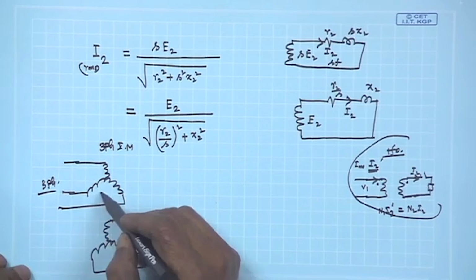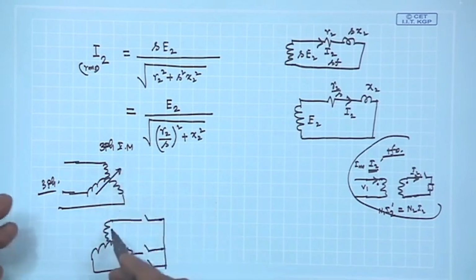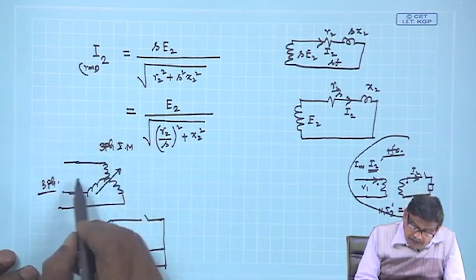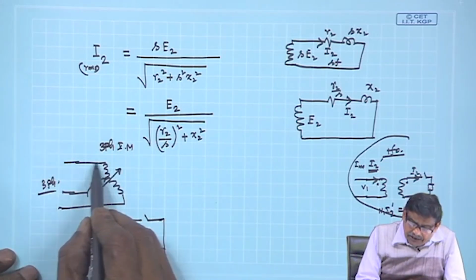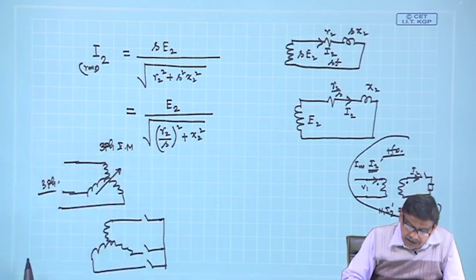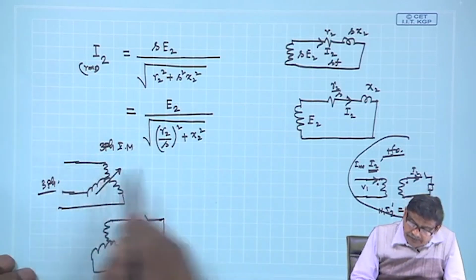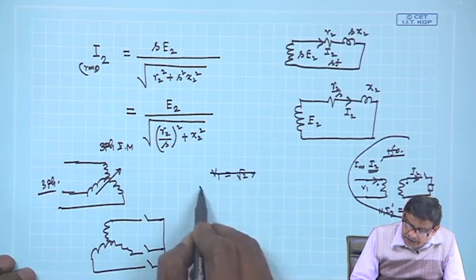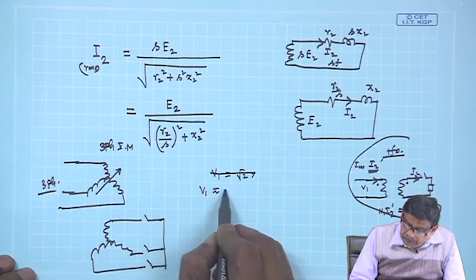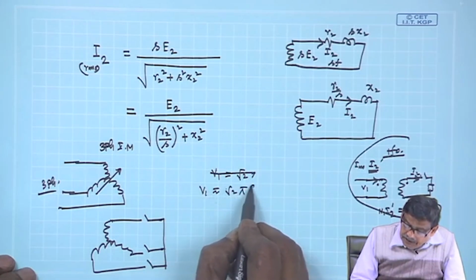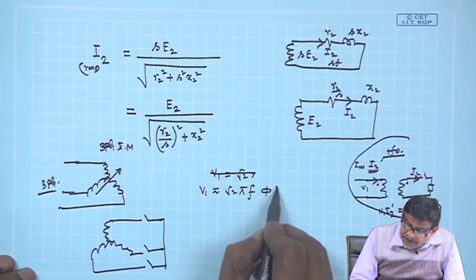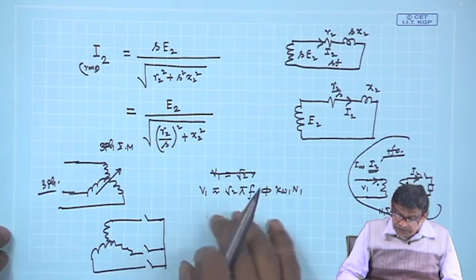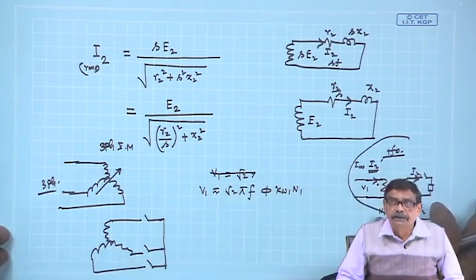The moment you close it, a rotating field results, there will be induced voltage, and there is some flux per pole. And here also, if you neglect this R1 X1 of the stator primary, the flux which will be produced is given by V1 approximately equal to root 2 pi f phi k_w1 N1. So, from this equation we will continue next time. Thank you.